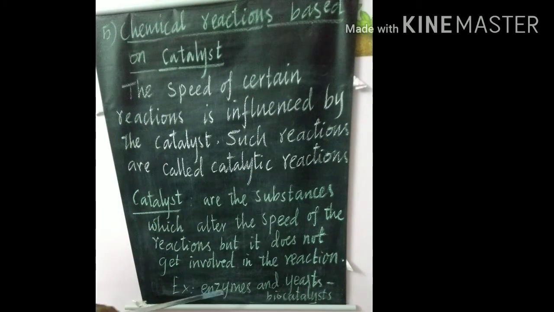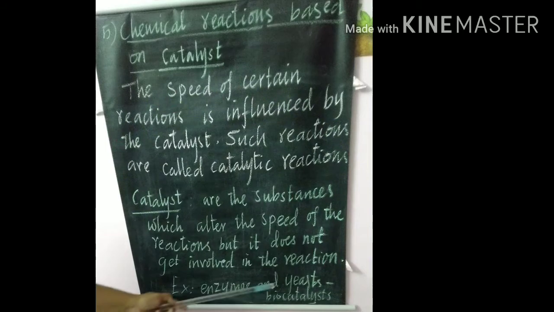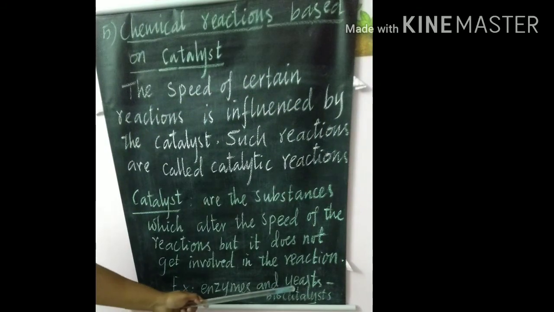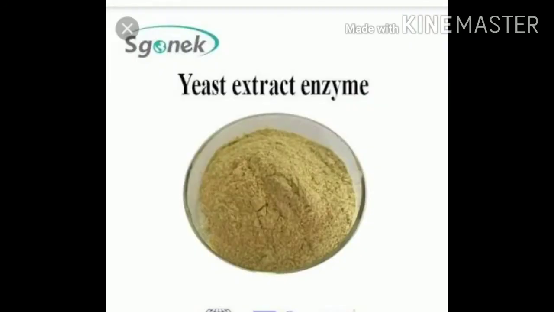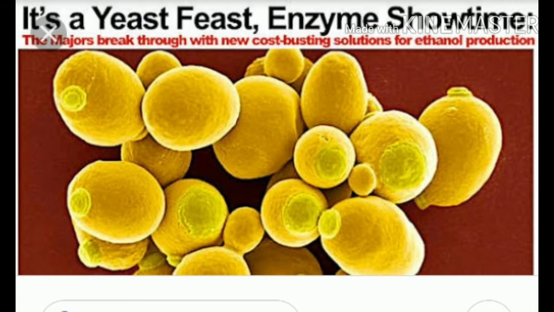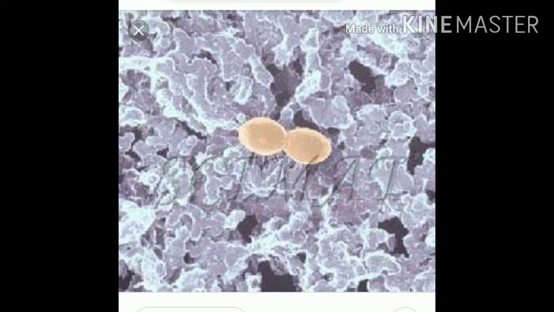Some examples we can say are enzymes and yeast, they are biocatalysts. You know this adding of yeast in a dough to make breads and cake. We'll discuss this now. This type of chemical reaction which is influenced by enzymes and yeast is called a fermentation reaction. The enzymes released by the yeast make the reaction faster.